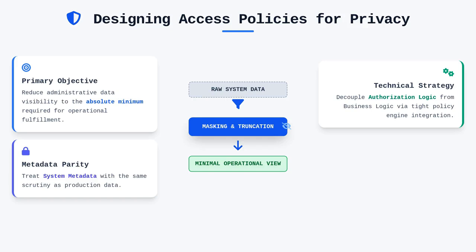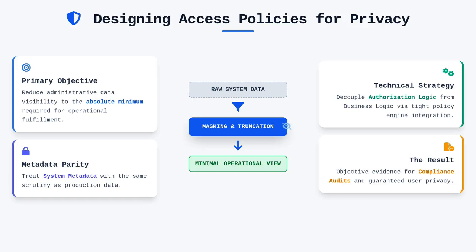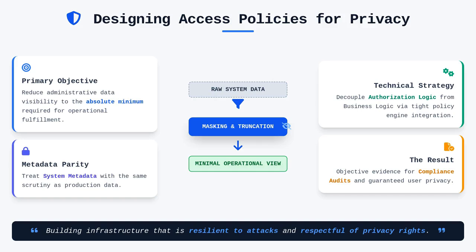Applying these constraints requires tight integration between our policy engines and our application code, ensuring that the authorization logic is decoupled from the business logic. Maintaining this posture allows organizations to demonstrate compliance during audits and provide objective evidence that they have taken every technical precaution to isolate user privacy. Through these combined disciplines, we build an infrastructure that is both resilient to external attacks and respectful of individual privacy rights.